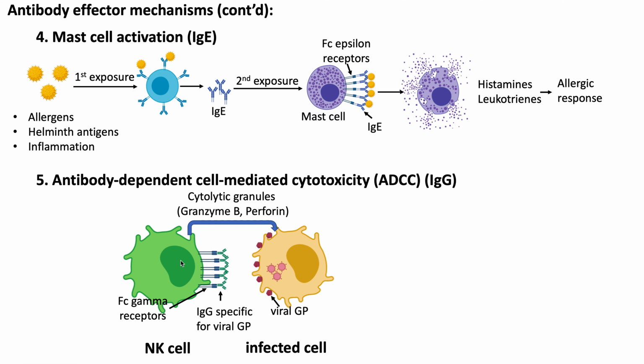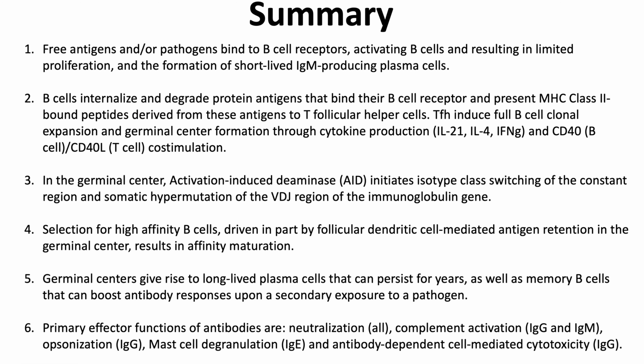And so the mechanism by which a natural killer cell kills its target cell is the same mechanism by which cytotoxic T lymphocytes kill their target cells. Okay, so that is it for B cell activation and the effector functions of antibodies. Please take a moment to review the key points from this mini lecture as you go through those points summarized here.